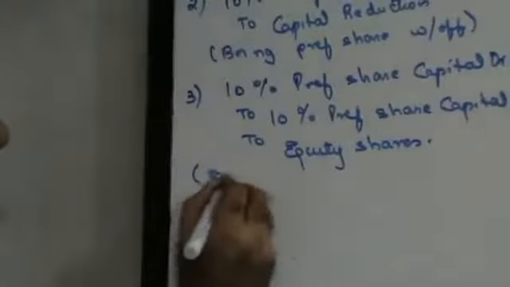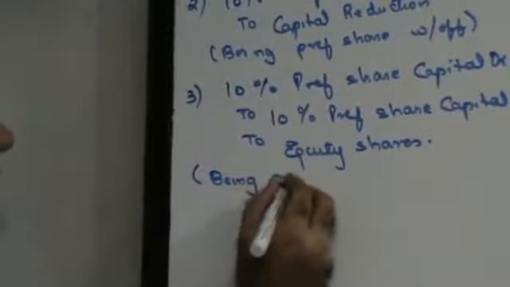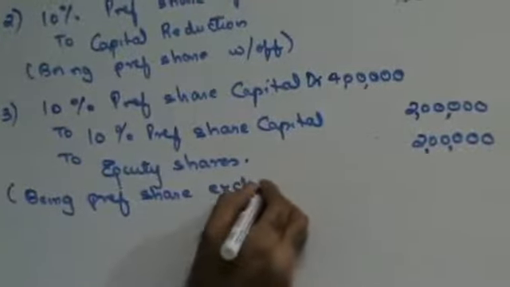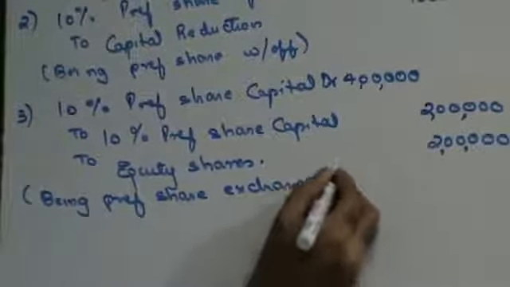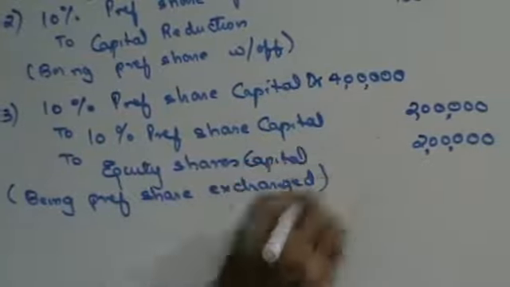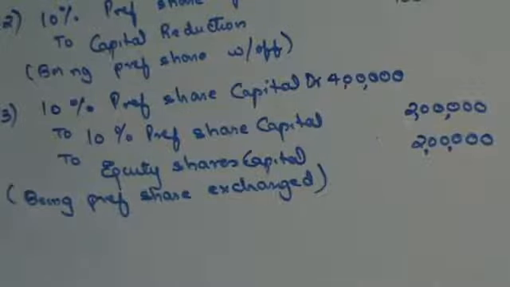Being preference shares exchanged. Equity shares are written as equity share capital, right? Next, let's move on ahead.